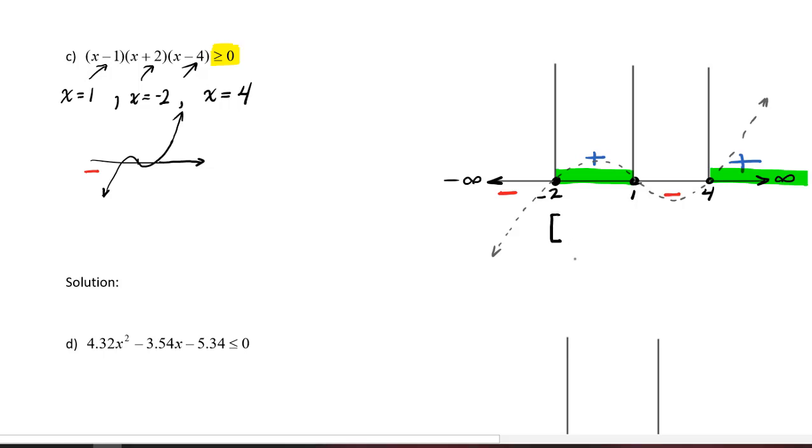My interval for which the solution exists is the closed bracket -2 to 1 close bracket, union, because I'm uniting 2 separate intervals, the bracket 4, comma infinity, close parenthesis. And the parenthesis is because of the infinity symbol.